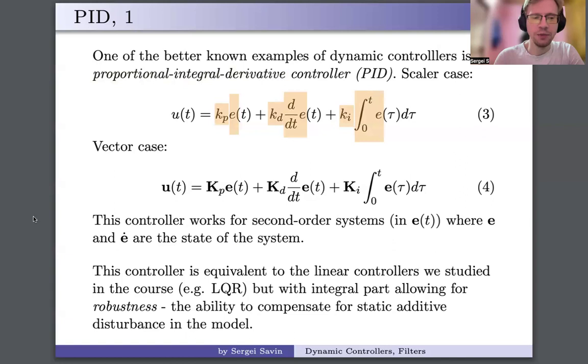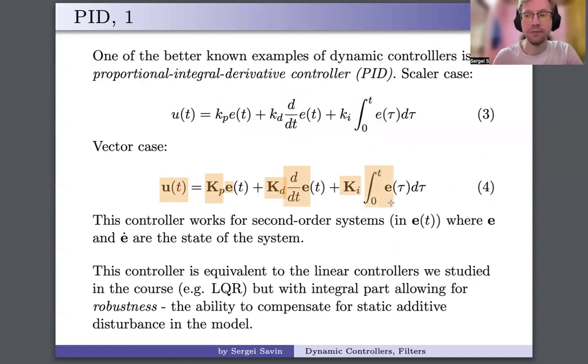This works for scalar cases, but of course it works for the vector case. So the output control signal equals the proportional gain matrix times the error, plus the derivative gain matrix times the derivative of the error, plus the integral gain matrix times the integral of the error. This controller is designed to work for second order systems. So it's not for plants that are described as first order systems, right? It's for plants that are described as second order systems.